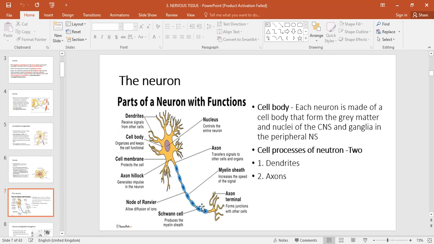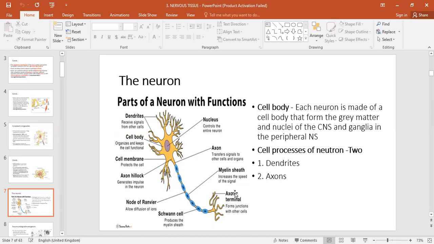Now, these terminal boutons will go and attach to the next cell. So terminal boutons will come and attach to the dendrites of another nerve, or come closer to the cell body there, or will go and attach to either a gland or a muscle. So axons communicate with dendrites, number one, with cell bodies of other nerves, number two, with cell membranes of muscles, number three, and also with glands in the body, that is four.